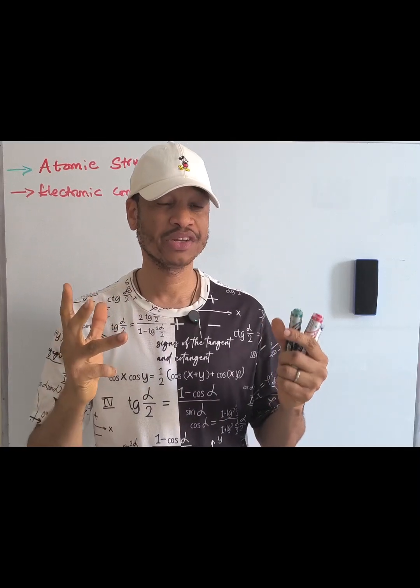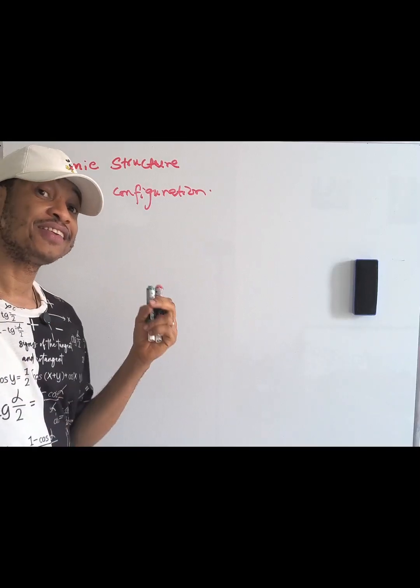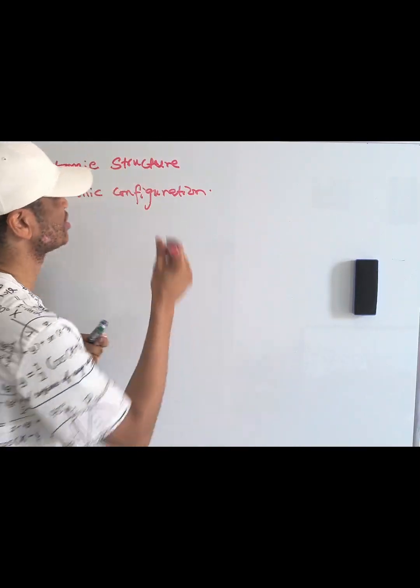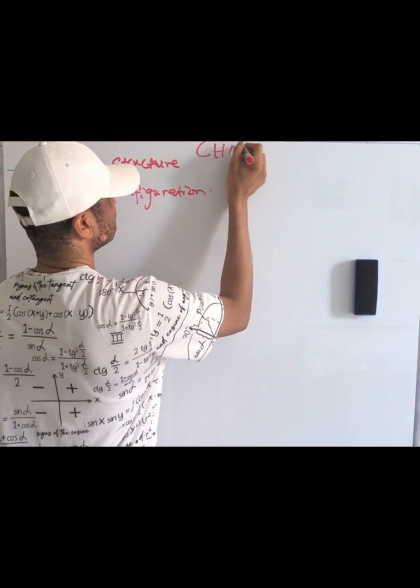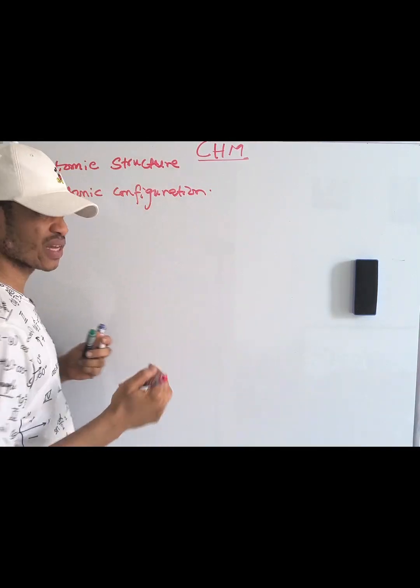So what are we learning today? We're learning atomic structure and electronic configuration. This is chemistry. Okay? Alright. So let's get into business. Alright, so what's atomic structure?